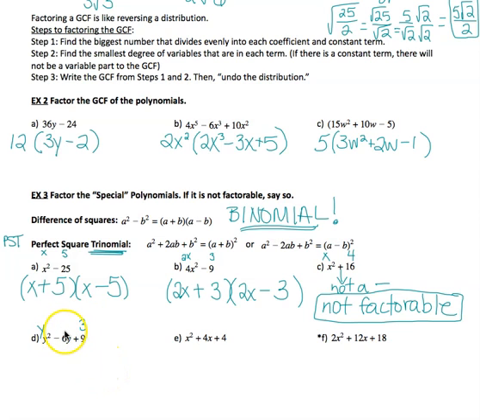Now I have to check the middle term. What I'm checking is, it doesn't matter what the sign is, because we have one that has a plus and we have one that has a minus in the middle.